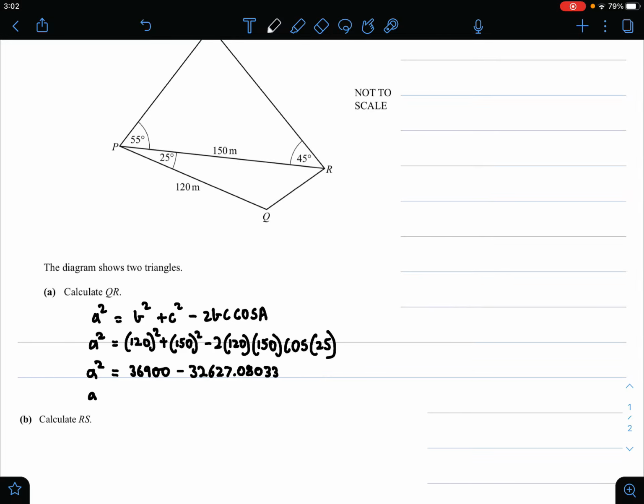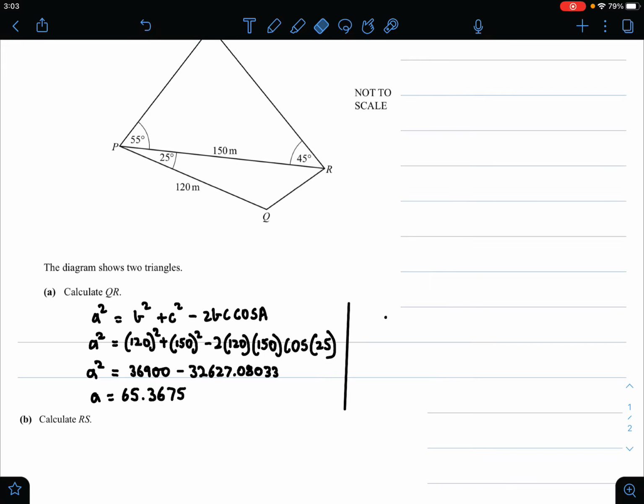So therefore A will be the root of the difference of these two numbers. So A will be equal to 36,900 minus 32,627.0803, and the root of that number, which will give you the final answer as 65.3675. And since we need to give our answer in three significant figures, we will round this off to 65.4.